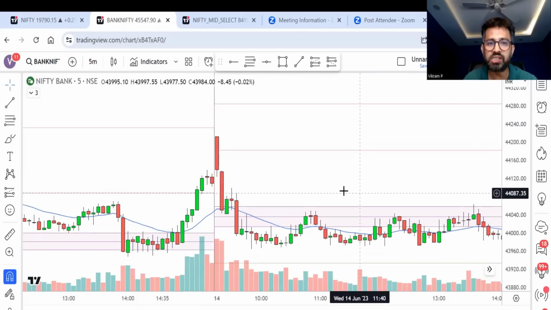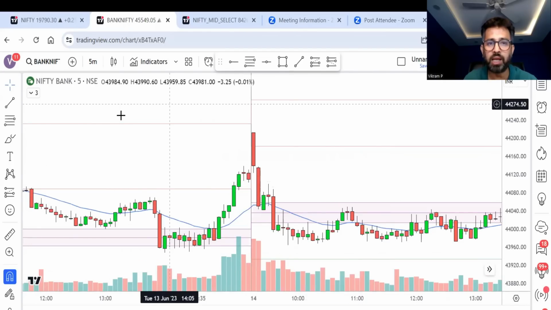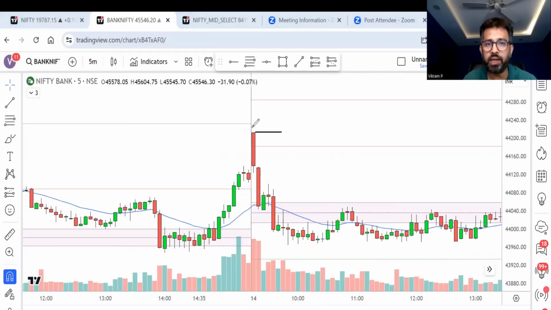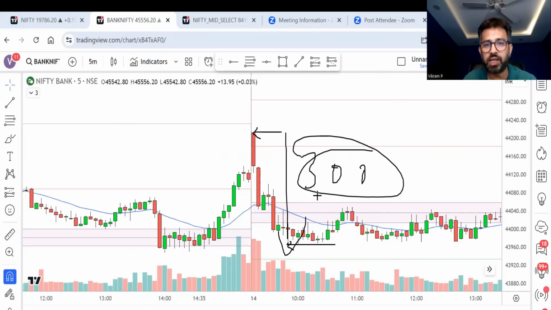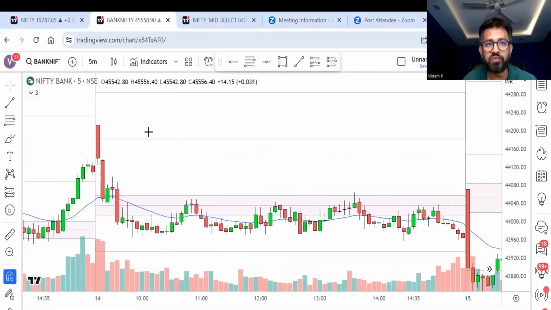So this day I can consider as a wide initial balance because it opened near 42,240, and where is the first 1 hour? First 1 hour is higher, right? So it is around 300 points in Bank Nifty. So now we can consider it. And after that, what happened? After a wide initial balance, it stayed sideways.